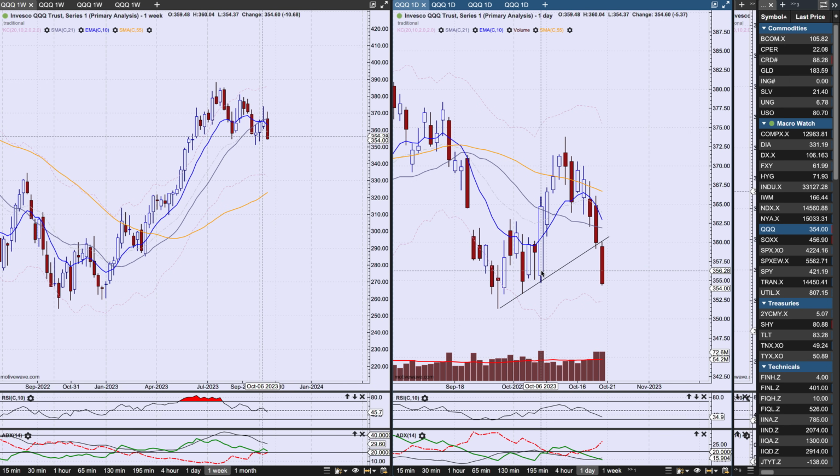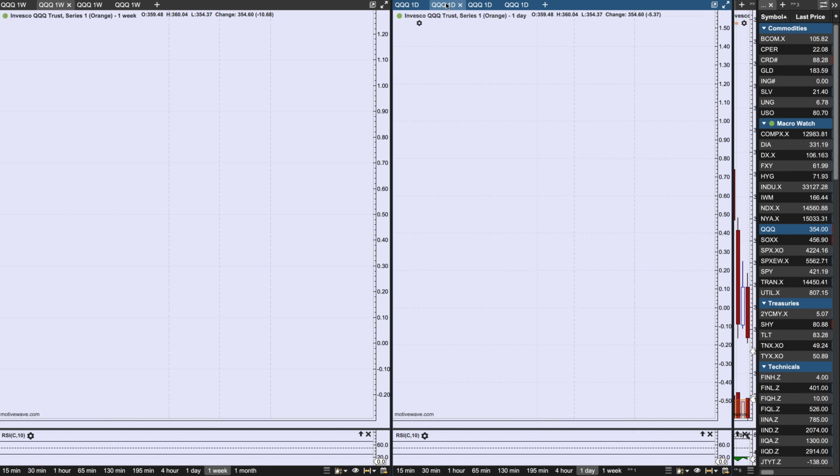And then look what we got on Friday as we came down. Now we've taken out, slightly, fractionally, this low. What's this low here? 353.27. And then this September 27th low, 351.36. So we're not very far away from breaking any of those.